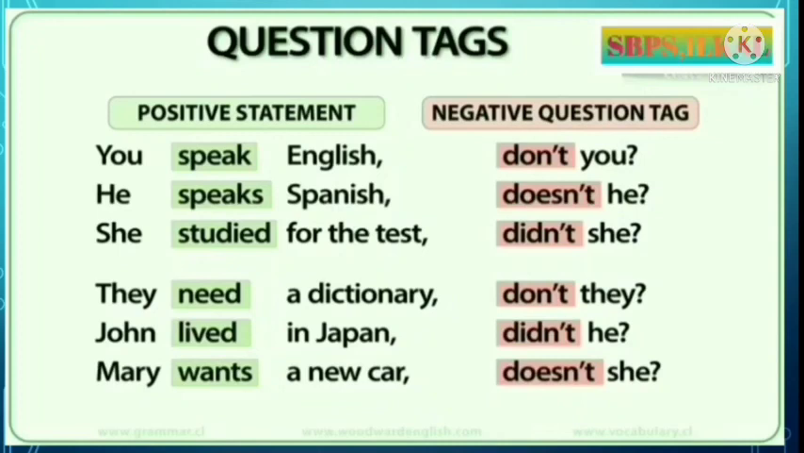John lived in Japan. Lived is past tense, so we have to use did. John is third person singular. Instead of John, we can use he because it is masculine gender. Didn't he is the right question tag. And next example, Mary wants a new car. Wants is third person singular: does plus want. Doesn't she? Mary is feminine gender, so instead of Mary we can use the personal pronoun she. Doesn't she? These are the examples. I hope you understood all the examples.